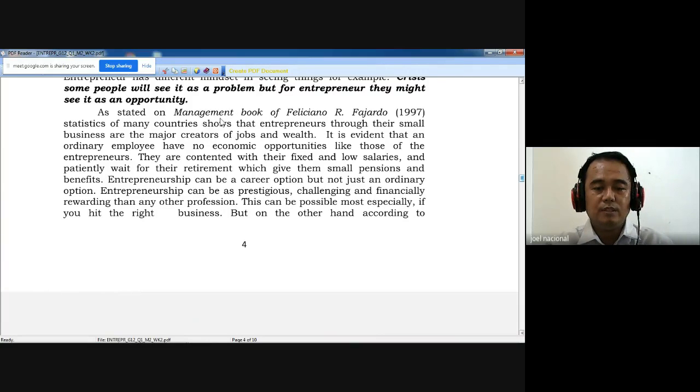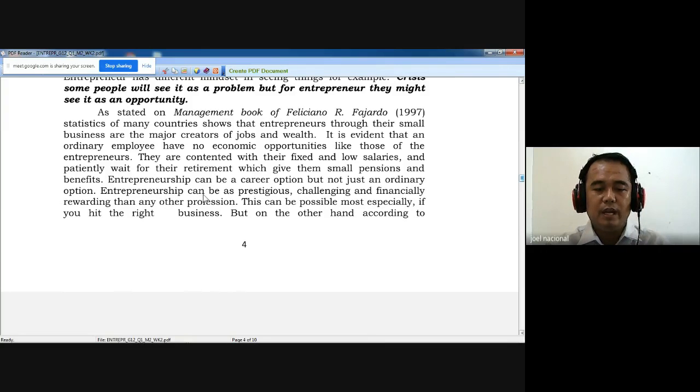As stated in the management book of Feliciano R. Fajardo, statistics of many countries show that entrepreneurs, through their small businesses, are the major creators of jobs and wealth. It is evident that ordinary people have no economic opportunities like those of the entrepreneurs. They are contented with fixed and low salaries and patiently wait for their retirement, which gives them small pensions and benefits.